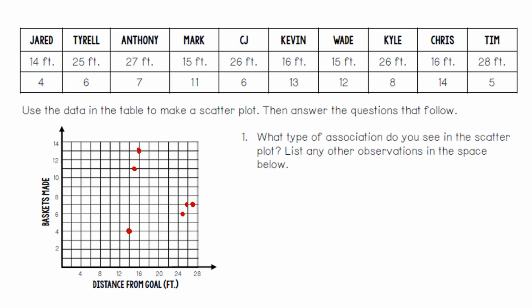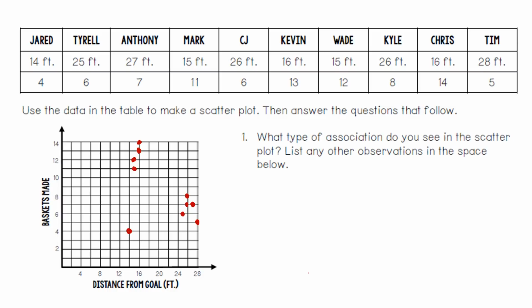For Wade, we're going to go over to 15 and up to 12 and put a point. For Kyle, we're going to go over to 26 and up to 8 and put a point. For Chris, we're going to go over to 16 and up to 14 and put a point. And for Tim, we're going to go over to 28 and up to 5 and put a point.